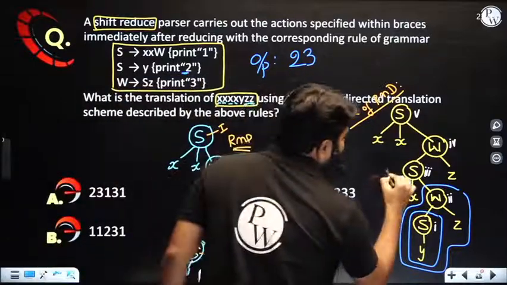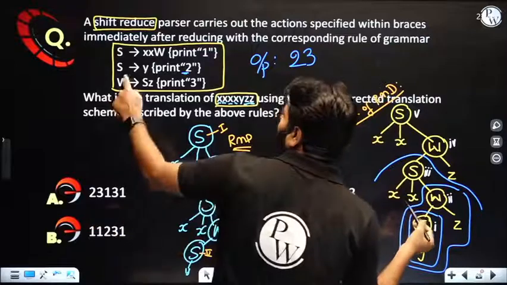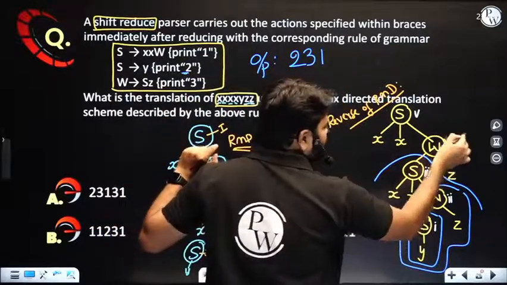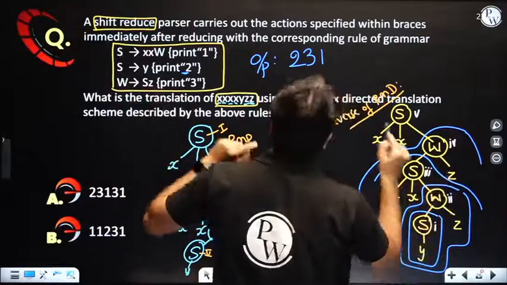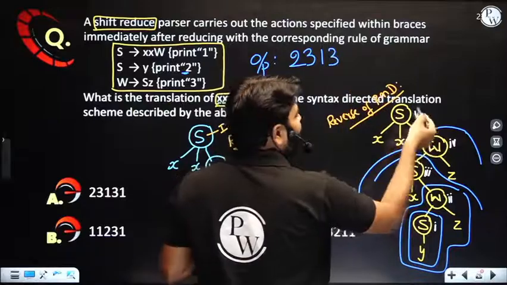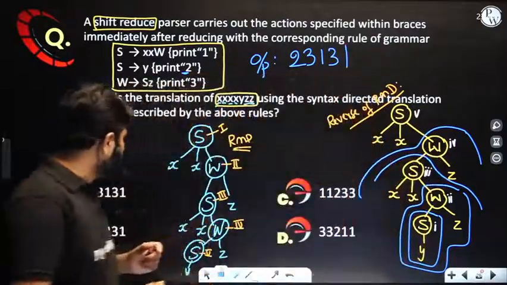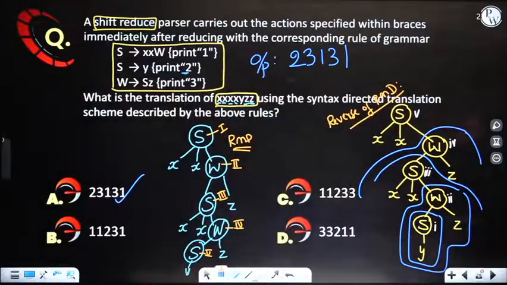And next, the third one is here. What is the third one? S with XXW. S derives XXW. There's a print 1. The one is the next. Next, fourth one. W derives SZ. That's a print 3. And fifth one. S derives XXW, that's a print one. 23131, where is that? 23131, that's option A. So it's so easy.